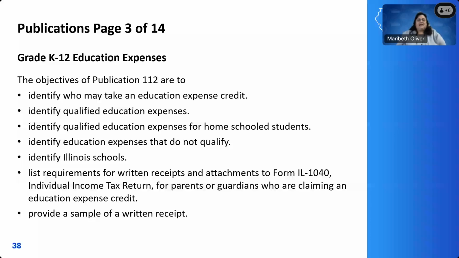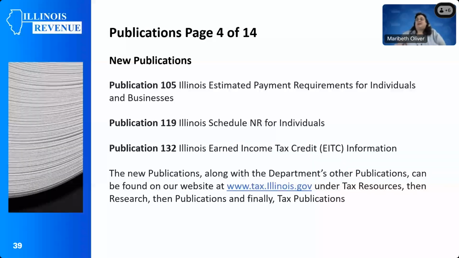Now what we've done is we've written some new publications. We've come up with publication 105. 105 deals with nothing but estimated payments for individual and businesses. So if you want to learn everything you can possibly know about estimated payments, go to publication 105, because there's a lot more information there. Instead of digging through and getting a little bit from the instructions, a little bit from the estimated payment vouchers, we've condensed it all into one spot.